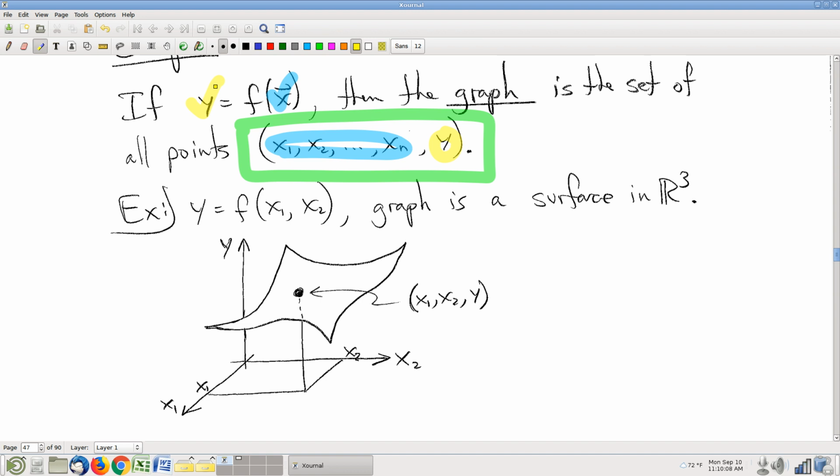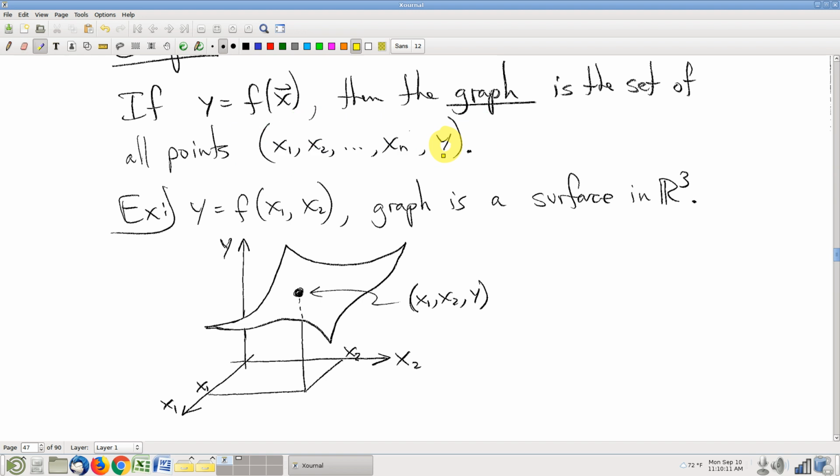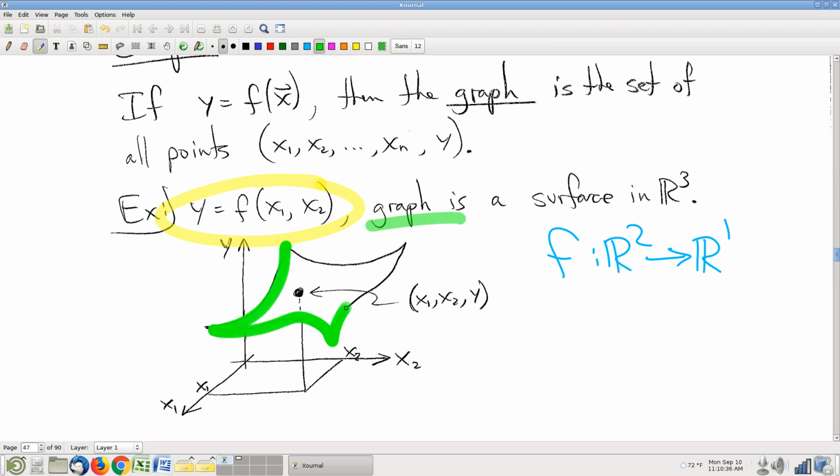So, for example, if you have a function from R2 to R1, such as here, we can set the output values equal to this new variable called y. That gives us an equation involving 3 variables. An equation involving 3 variables gives us a surface. So the graph is then that surface there. Something like that. And again, very convenient, very useful.